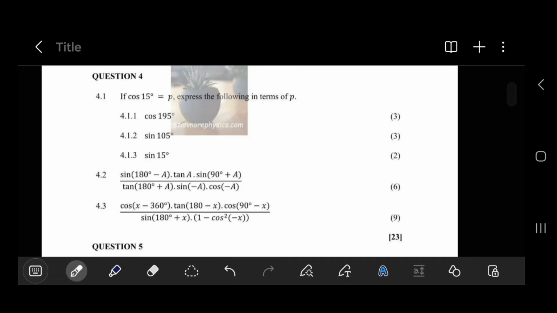We're now on to question 4, and we are starting off with trigonometry. So 4.1 says, if cos 15 degrees is equal to P, express the following in terms of P. So we know that this is the question where we definitely have to draw a triangle. Since we are given 15 degrees, that is going to lie in the first quadrant. But let's make sense of the equation that we have first.